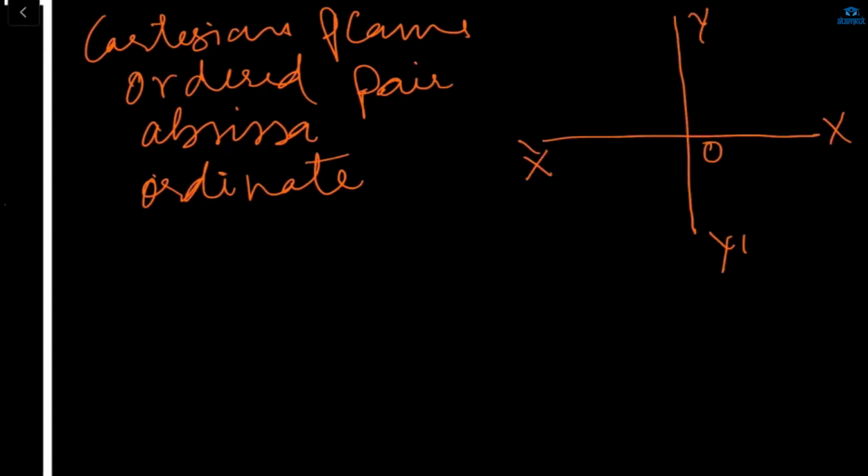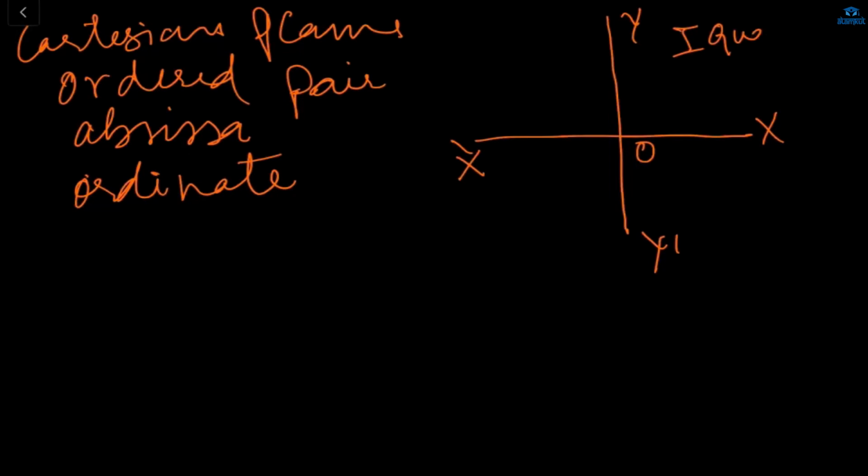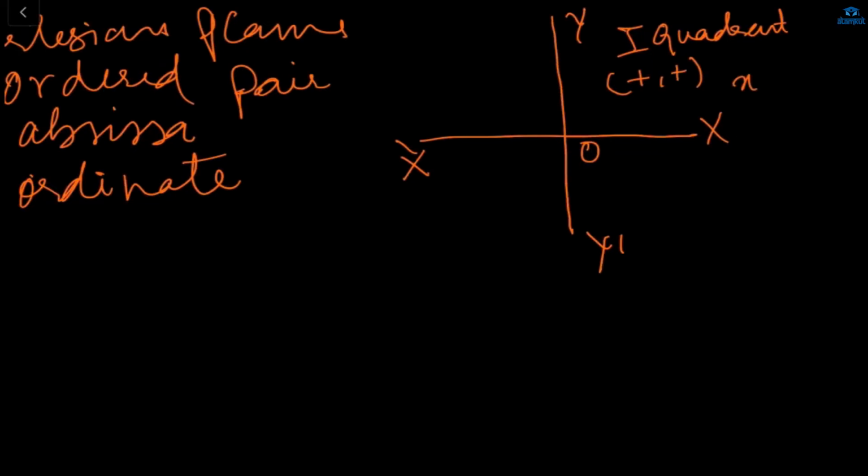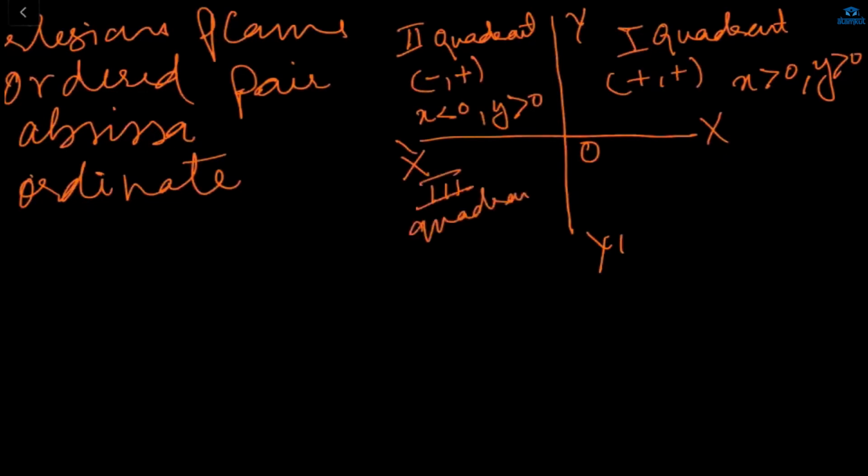Here is the first quadrant, and it is positive. The x value is greater than 0 and the y value is also greater than 0. Now this is the second quadrant. This is minus plus, and x is less than 0 and y is greater than 0. This is the third quadrant. This is minus, minus: x is less than 0, y is less than 0. This is the fourth quadrant.